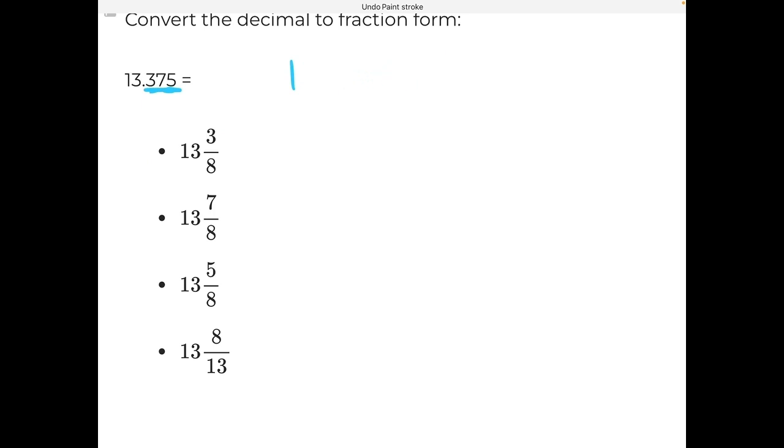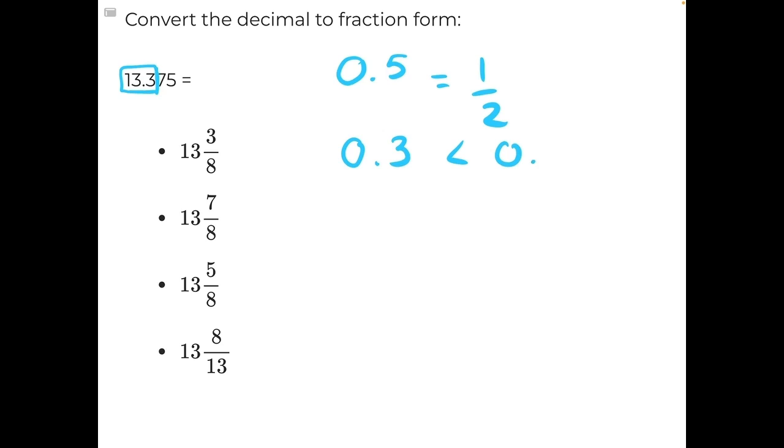You could also solve this problem by just comparing all of these fractions to 1/2. If we look at our decimal, we have 13.3. Just look at this part for right now. We know that 0.5 is equal to 1/2, and 0.3 is less than 0.5. So our decimal here, the fraction that will represent this decimal, is also going to be less than 1/2.